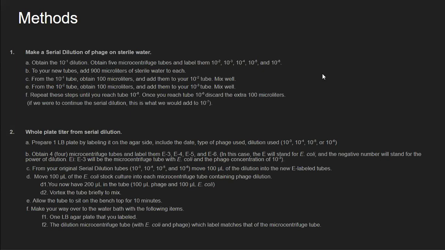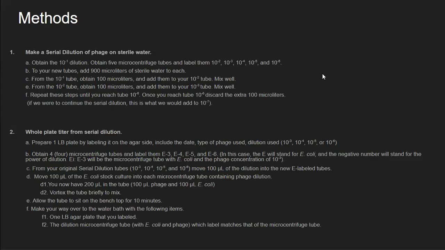From the 10 to the negative 1 tube, obtain 100 microliters and add them to your 10 to the negative 2 tube. Mix well. From the 10 to the negative 2 tube, obtain 100 microliters and add them to your 10 to the negative 3 tube. Mix well. Repeat these steps until you reach tube 10 to the negative 6. Once you reach tube 10 to the negative 6, discard the extra 100 microliters. If we were to continue the serial dilution, this is what we would add to 10 to the negative 7.